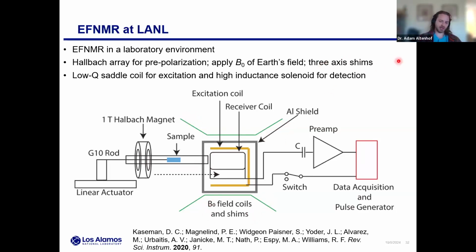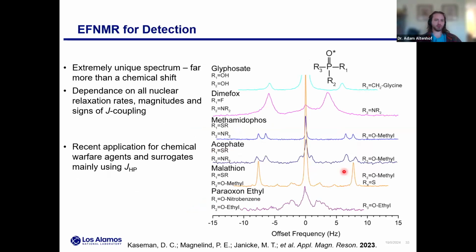We have a pretty simple 3-axis shim, which helps clean up the line shape. And we have this aluminum RF shield. We have the low Q saddle coil for excitation. We are doing inductive detection with this highly inductive solenoid. And we have just a home built spectrometer running on LabVIEW. And away you go.